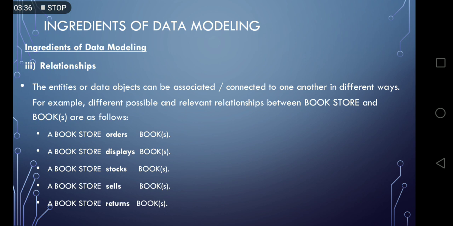Ingredients of data modeling. Relationships. The entities or data objects can be associated or connected to one another in different ways. For example, different possible and relevant relationships between bookstore and books are as follows. A bookstore orders books. A bookstore displays books. A bookstore stocks books. A bookstore sells books. A bookstore returns books. All the relationships define the relevant connection between both objects.